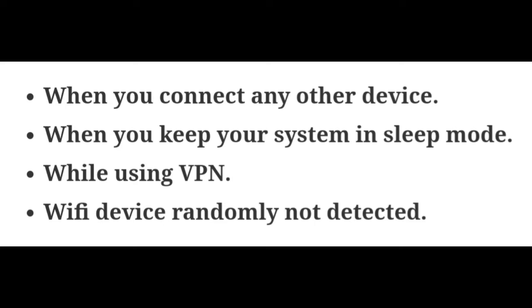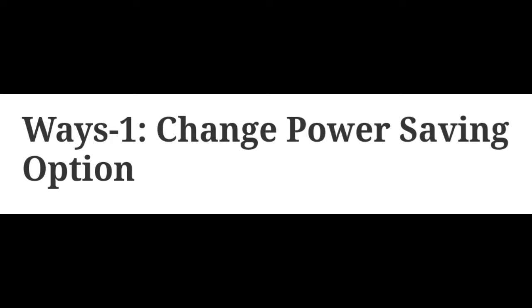Friends, there are various reasons for Wi-Fi disconnecting automatically in Windows 10, and most users complain of the Wi-Fi connection getting disconnected on the following events: when you connect any other device, when you keep your system in sleep mode while using VPN, or when a Wi-Fi device is randomly not detected. The first workaround for this problem is to change the power saving option.